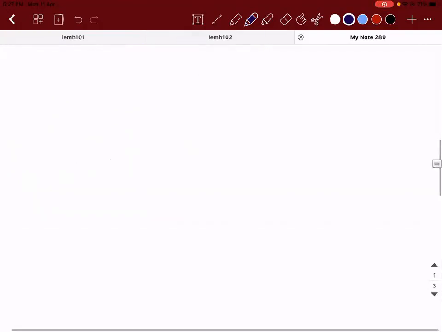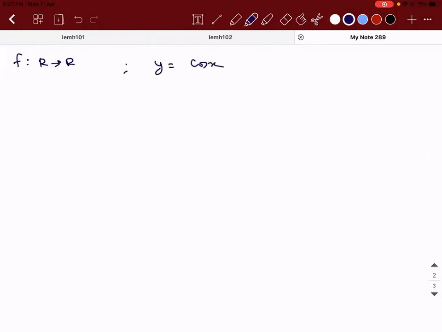Similarly, if I have a function f mapped from R to R, y is equal to cos x. Okay, I'll give you a minute. Think and tell me whether it is a one-to-one and onto function or not. If yes, well and good. If it is not, restrict the domain and range. Try it out. Even if you make a mistake, no problem. Try it out.